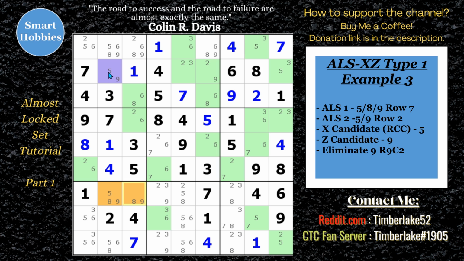So you come up here and go, yep, that's a 5. And then you go, well, does it have a common candidate? So this has a 9, and these have 9s. And does that common candidate create an elimination? And sure enough, it does, right? So this is an Almost Locked Set. This is an Almost Locked Set. It has a restricted common candidate of a 5, which is our X candidate. And it has another common candidate, a 9, which is our Z candidate, and then we can eliminate a 9 from any cell that sees all 3 of these. So you can eliminate a 9 from right there.